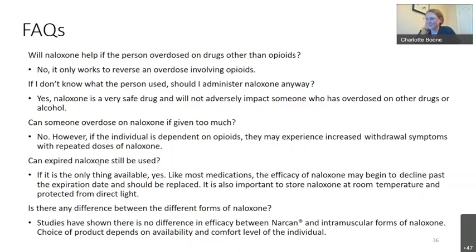All right, I'll just mention the last two here as well. Can expired naloxone still be used? Yes, if it's the only thing available. However, you want to make sure that you write down the date of expiry and replace your naloxone kit when it is expired, because the efficacy of naloxone might start to decline past the expiration date. And in terms of the difference between the injectable naloxone and the nasal spray of naloxone, there's no difference in efficacy. It's really just about what the person has on hand or what that individual is more comfortable using.